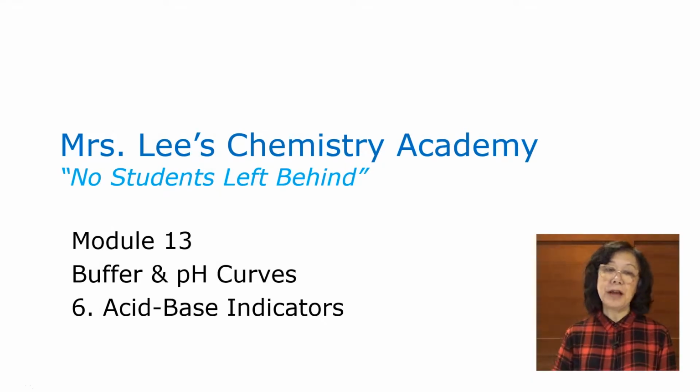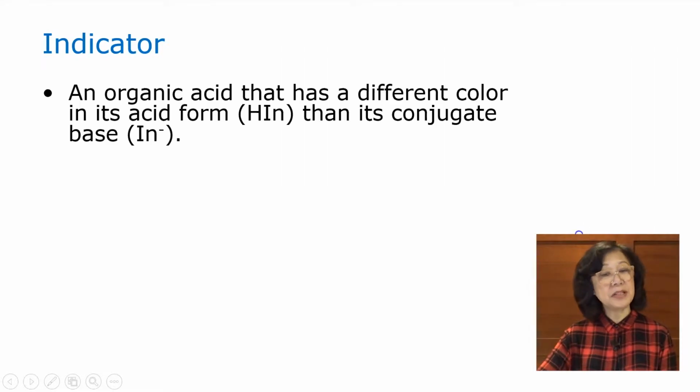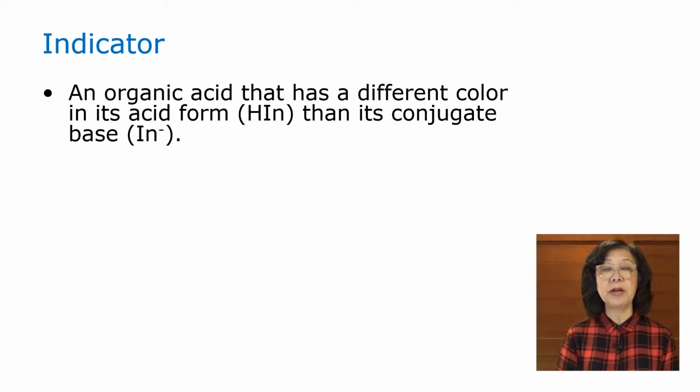Hi everyone, today we're going to talk about acid-base indicators. What is an indicator? It is an organic acid that has a different color in the acid form represented by HIN than the conjugate base form represented by IN-.